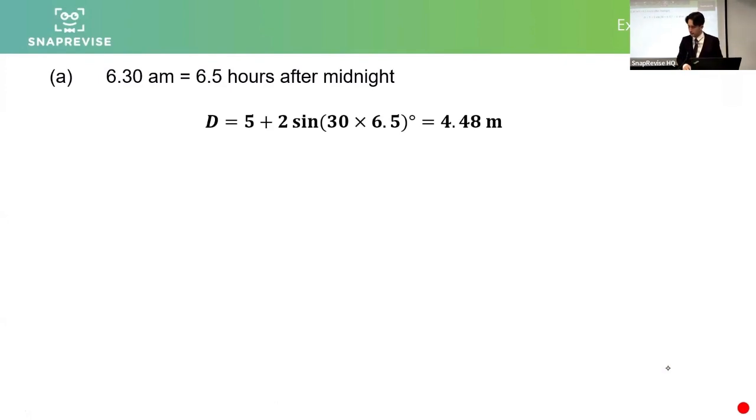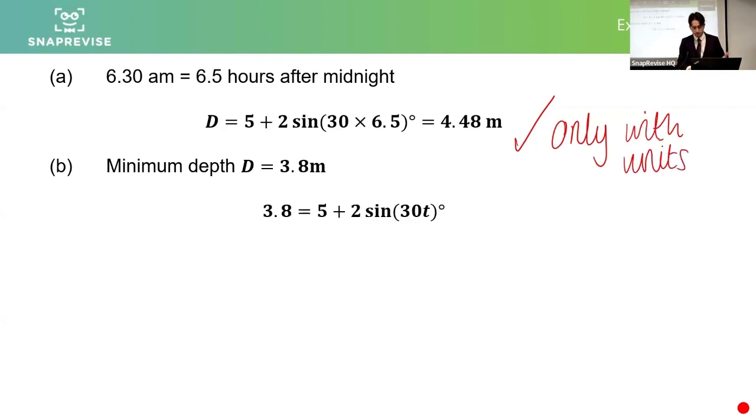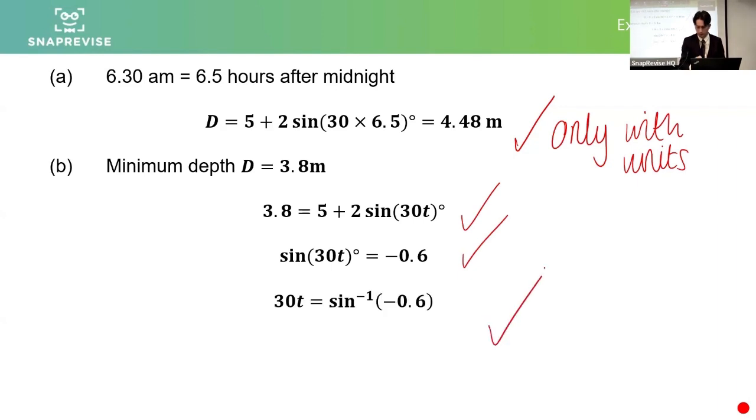Now from there, that's going to give us a mark for doing that correctly. If we put 6.5 in, that's actually a mark. Then getting the minimum, you only get that mark if you put the units. Okay. The next one, setting the minimum, rearranging and solving. So there'll be a mark for this, a mark for this, and then an actual mark for solving that.